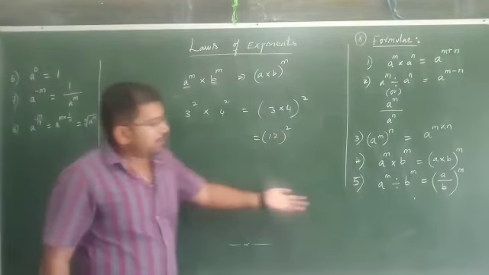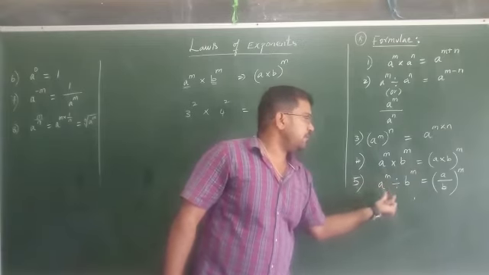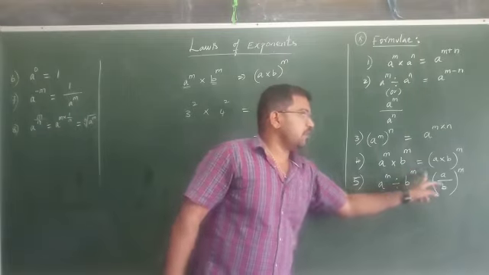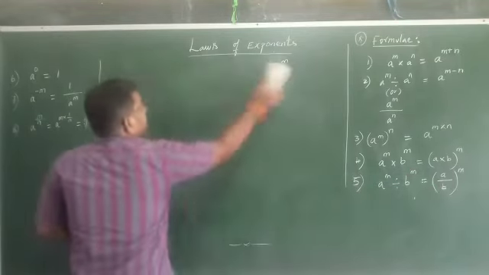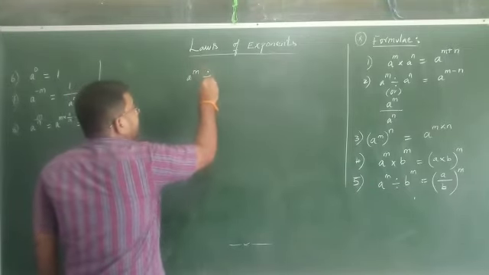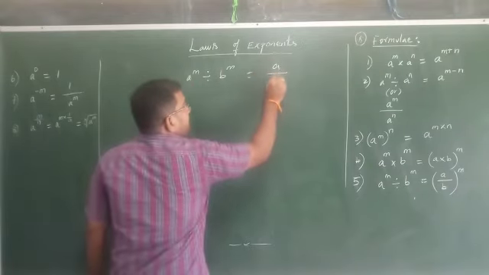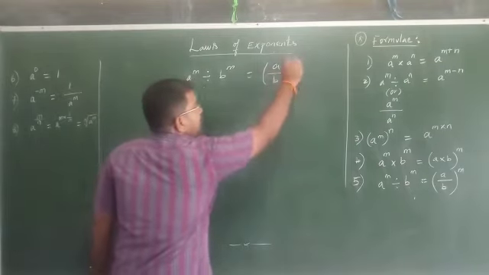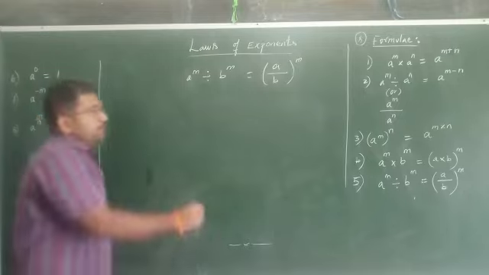And next, formula number 5 is a power m divided by b power m. Here the bases are different and the powers are the same, so I am writing the power as common. So it is nothing but a divided by b, because in between what symbol is there? Divide. So a by b whole power m.